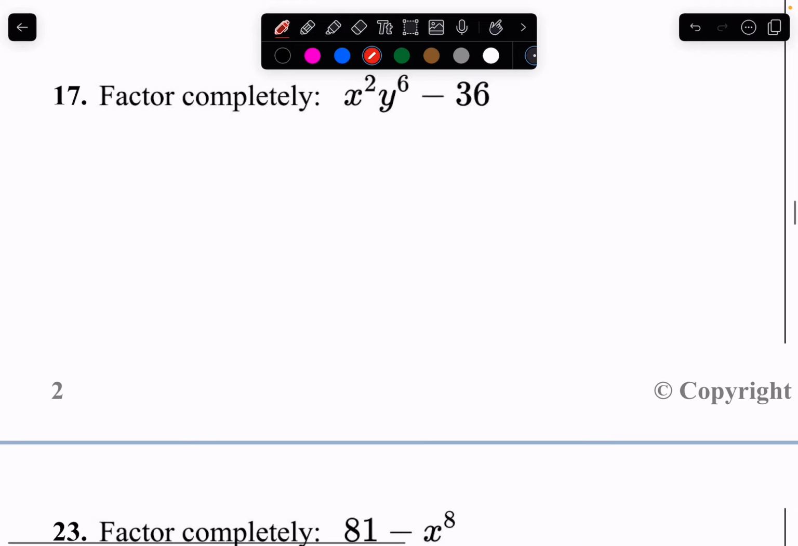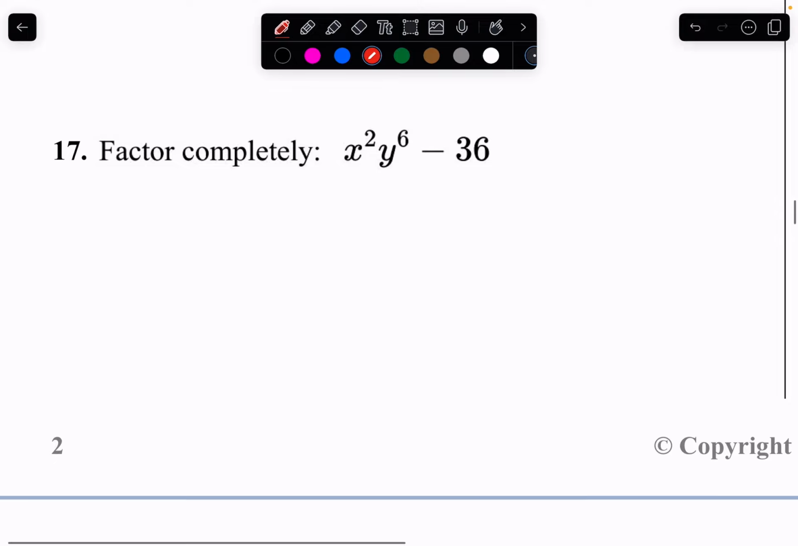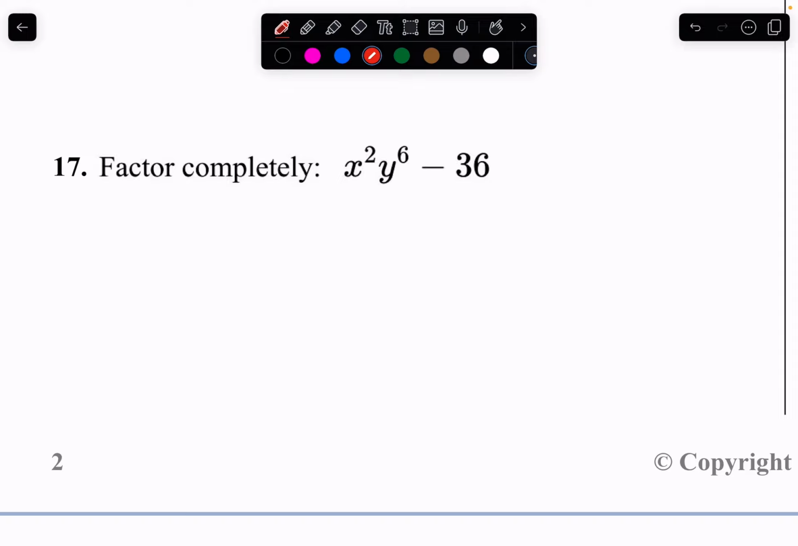So let's go ahead and take a look here at number 17. For number 17, we, of course, look for a GCF. Can we pull anything out here? And we cannot. All right, so we've got two terms. I've got a subtraction sign. Then I check to see, well, can I square root both of these?